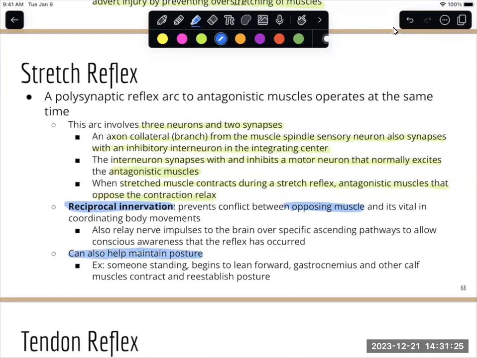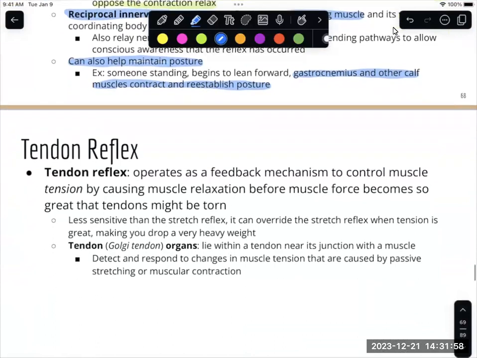So when you're standing, you kind of rock back and forth between the balls of your feet and your heels. All of a sudden you lean too far forward. The muscles in the back of your leg, that gastrocnemius, will contract to help try to keep you standing up instead of falling forward on your face. That is part of this reciprocal innervation of the stretch reflex. Now a tendon reflex.